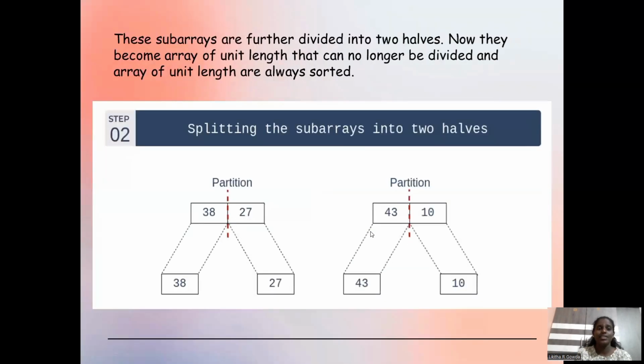Next step. These subarrays are further divided into two halves. Now they become arrays of unit length that can no longer be divided, and arrays of unit length are always sorted. Okay, here 38 and 27 is split again. That is 38 and 27 separately, and the same follows for 43 and 10 also.